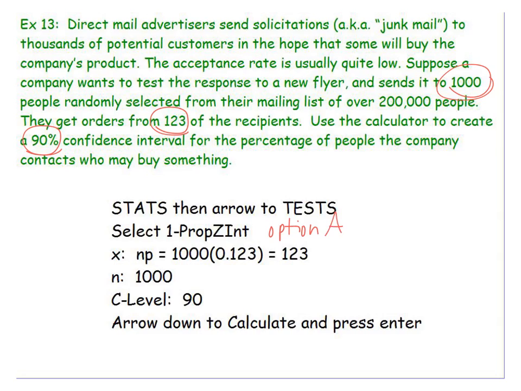Your x, when you did your np hat, you should have gotten 123, which is what we said in the word problem. For n, you should have had 1,000. For your confidence level, you should have gotten 90, and then you arrow down to calculate and you press enter. Now, when I did that, this is what my calculator spit out. 0.10592, comma, 0.14008.